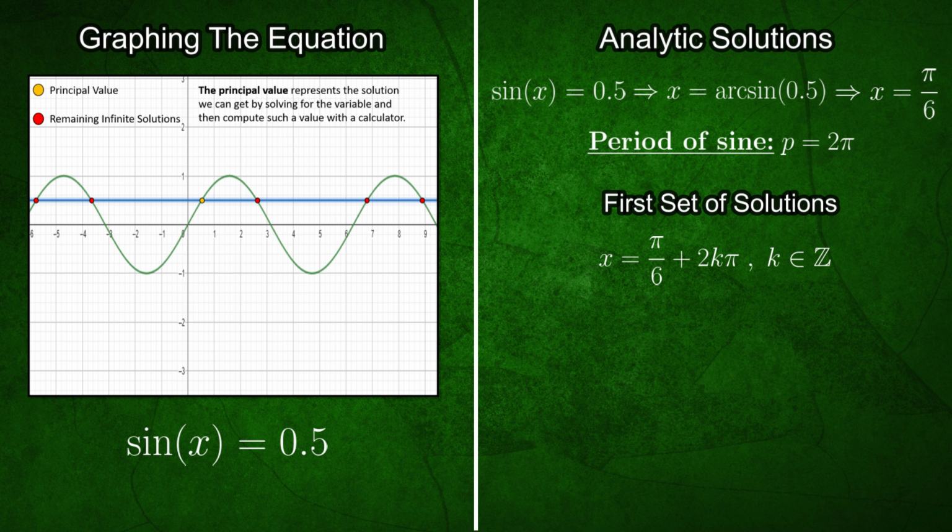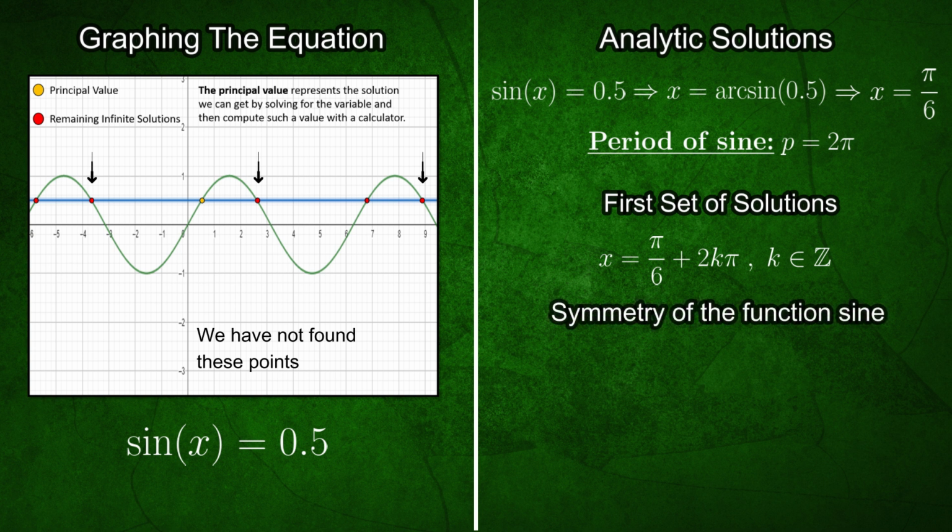Nevertheless, we're not finding all of the points of intersection. Right beside x equals pi over 6, there's another point which is not part of the general formula, as you can notice in the graph. So a natural question arises: how can we find it? Well, y equals sine of x is a function that is symmetric about pi, meaning that sine of pi minus x is equal to sine of x.